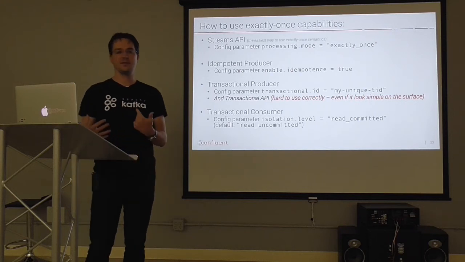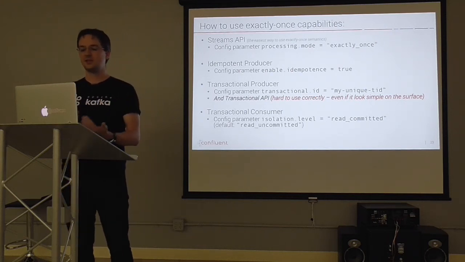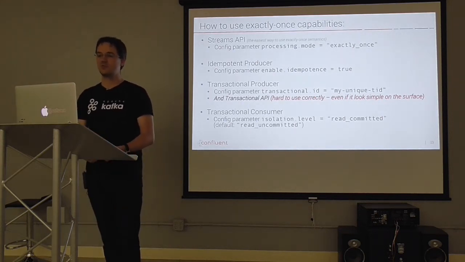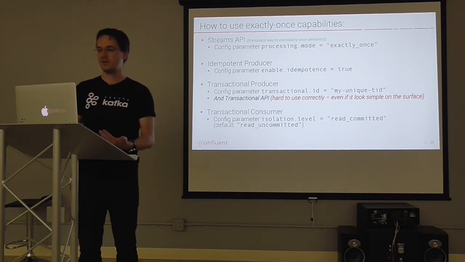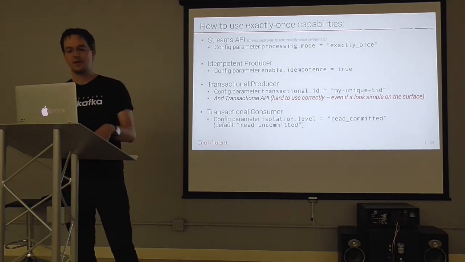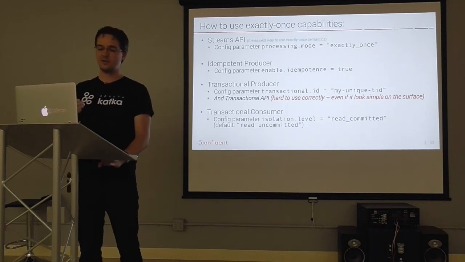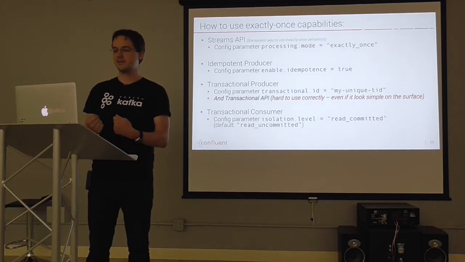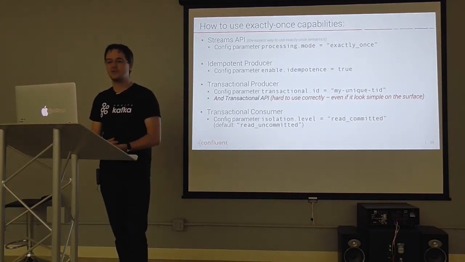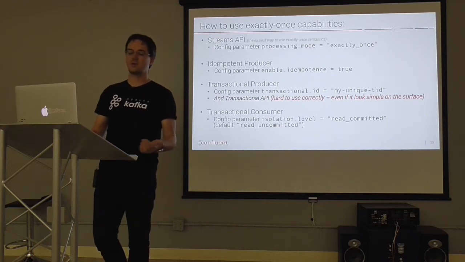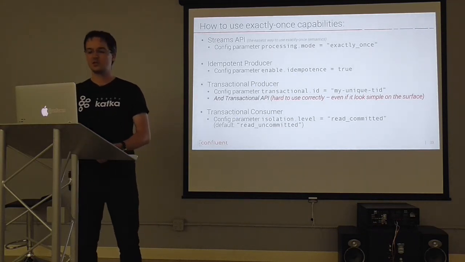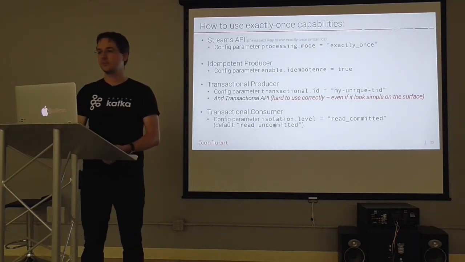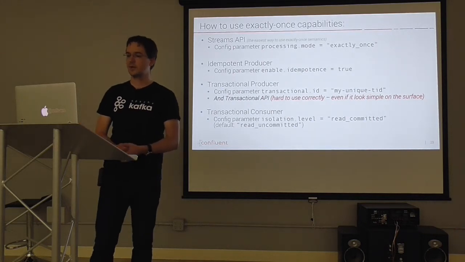It seems very easy on the surface, but it's actually pretty hard to use correctly. So that's also the reason why we recommend to use the Streams API, so you don't have to build all these things by yourself, but of course you can do that. Using the API, as long as everything is right, is pretty easy, but failure recovery is the hard part. And then finally, for the transaction consumer, it's also just a configuration parameter. It's called isolation level. By default, it's set to read uncommitted, but you can set it to read committed, and then you can enjoy exactly once semantics there as well.